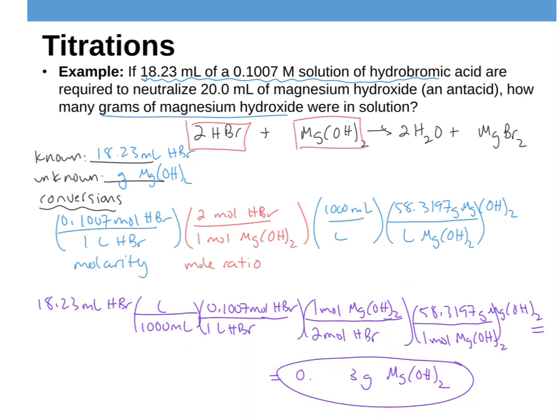Just kidding. That's not how many grams. What I meant to say was 0.0535 grams of magnesium hydroxide, right? If you do all that math, you should get 0.0535 grams, 3 sig figs. That's how many grams of magnesium hydroxide would be in solution.